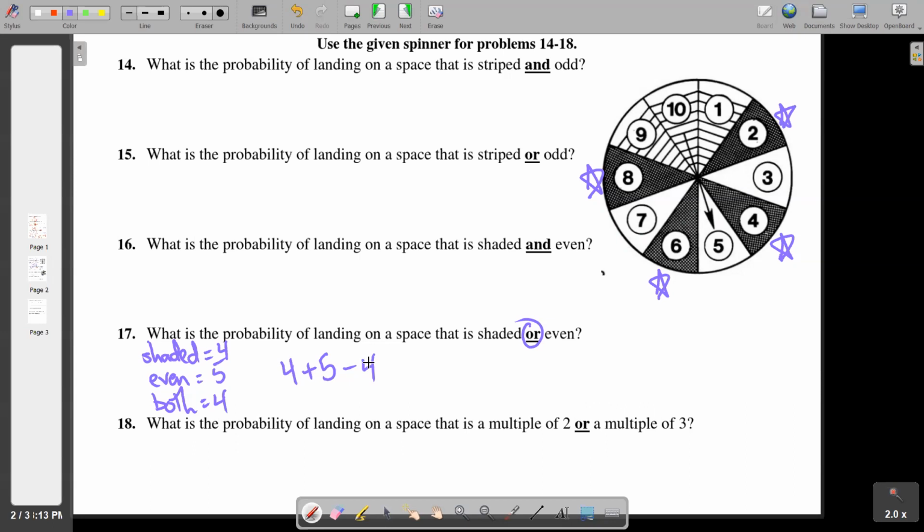OR means to add and then subtract if there's overlap, yes. Overlap means that 2 things were true at the same time. You got counted twice, like the 2 sets overlapped. The answer to this one is 5 out of 10, which reduces to 1 half.